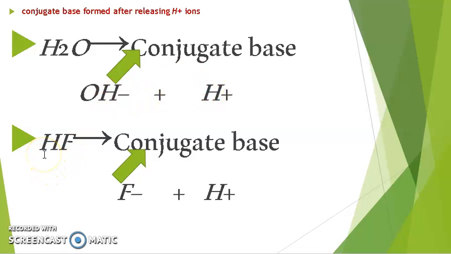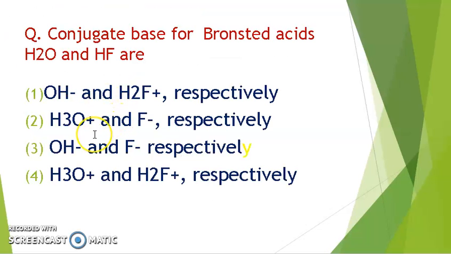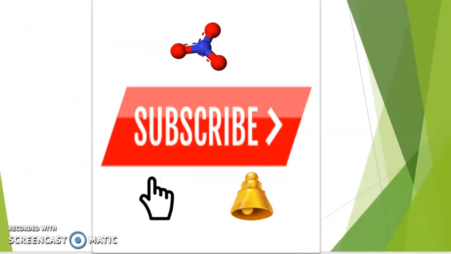In the same way, HF has the conjugate base F-, because it ionizes into H+ and F-. So F- is the conjugate base here, and OH- is the conjugate base for H2O, on releasing the H+ ion from the compound. So see this option here: the third one, OH- and F-, are the conjugate bases for these Bronsted acids. I think you understood all the questions and answers.